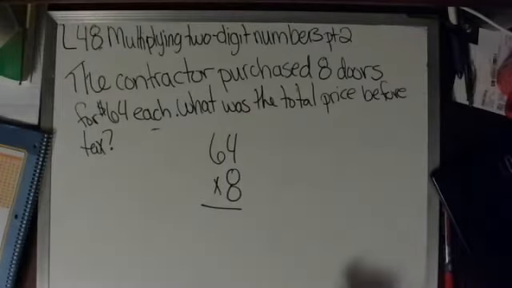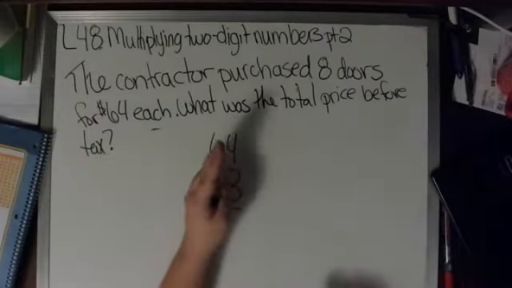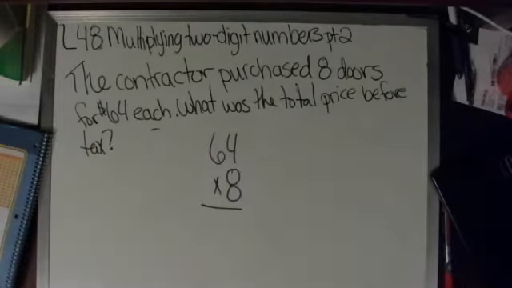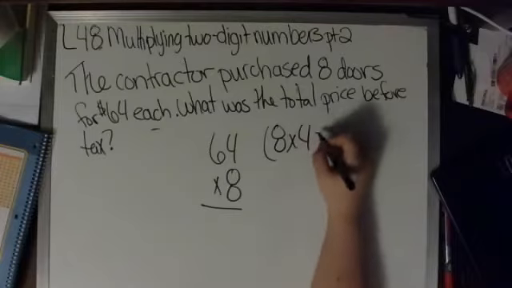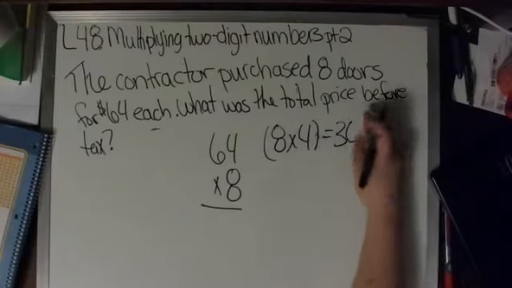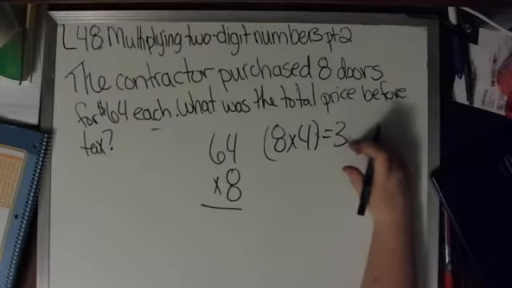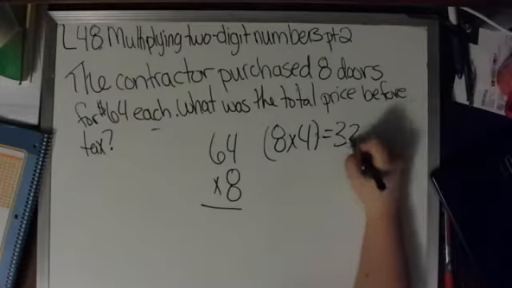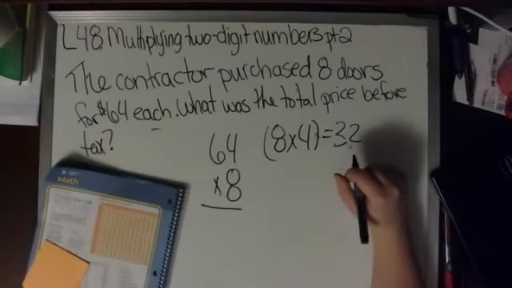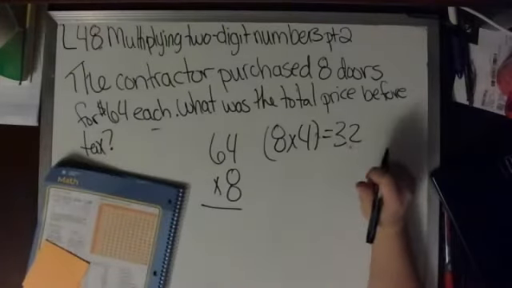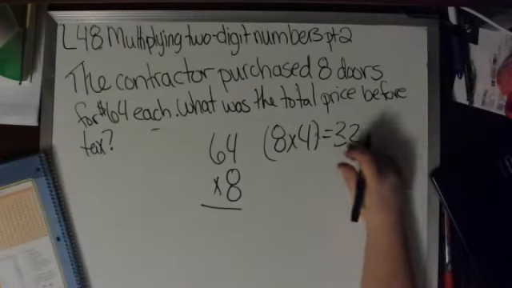Now, just as we did before, you always do the ones column first. So 8 times 4 is 32. Again, you can always use your multiplication chart if you need it. If you don't have one on you, I know you all have a computer because that's what you're watching on right now, so look one up on the computer if needed. 8 times 4 is 32.